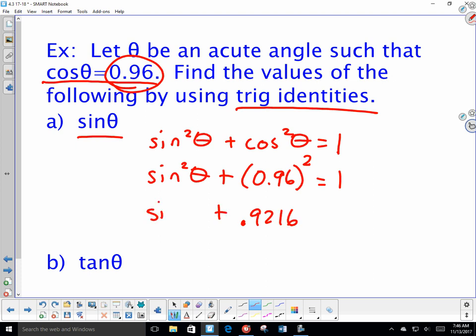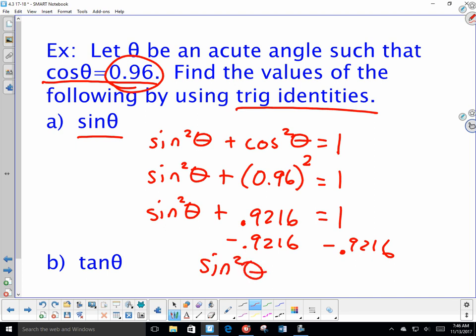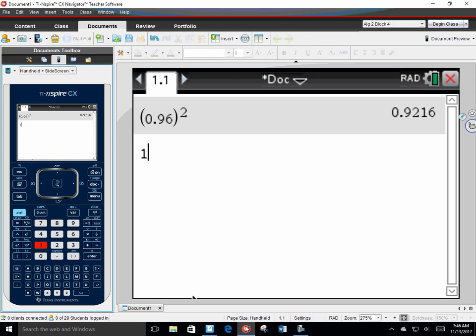0.9216 plus sine squared theta has to equal 1. So if I subtract 0.9216 from both sides, I end up getting sine squared theta equaling what? I need 1 minus 0.9216. So 1 minus my answer, control negative sign, 1 minus my answer, I get 0.0784.